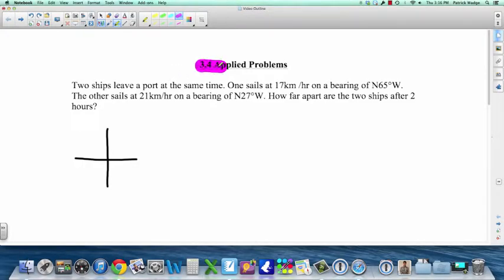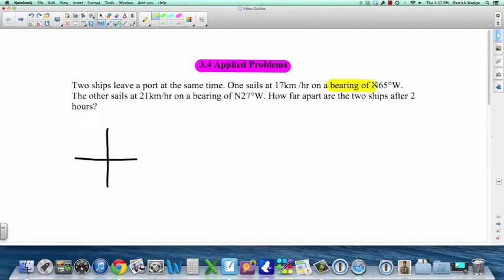Okay, 3.4 is on applied problems. Usually in this workbook they call it applications. Either way, it's the dreaded word problems. So I will go through some word problems here with you. Obviously I can't do every type, but I'll do some of them and hopefully it'll give you a sense. The first question talks about bearings, so I better remind you what bearings means first of all.